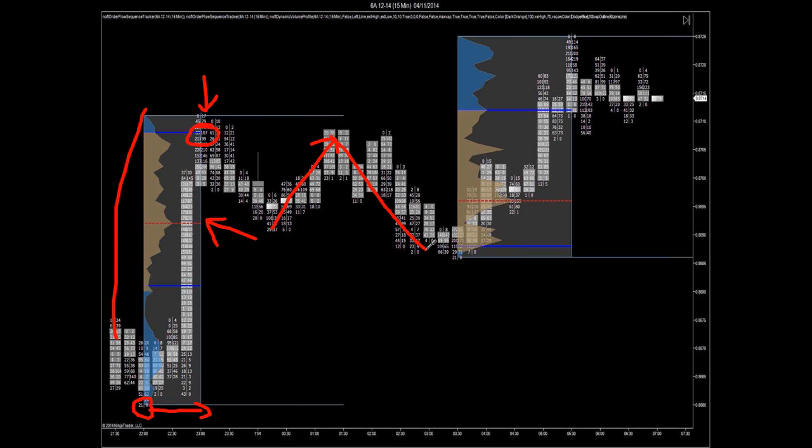We go down a little bit further, but we don't get much past the volume point of control. We get about to basically where the bulk of volume was on that up move, and we go higher. So this is a great tool if you want to figure out where the edges of value are on a particular swing, or where my point of control, value area high, and value area low are on a particular swing. It's a really awesome tool for that.